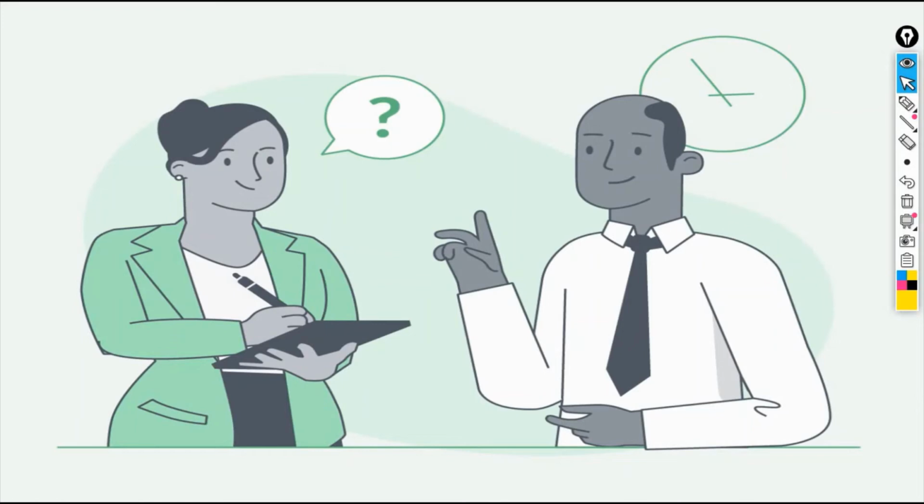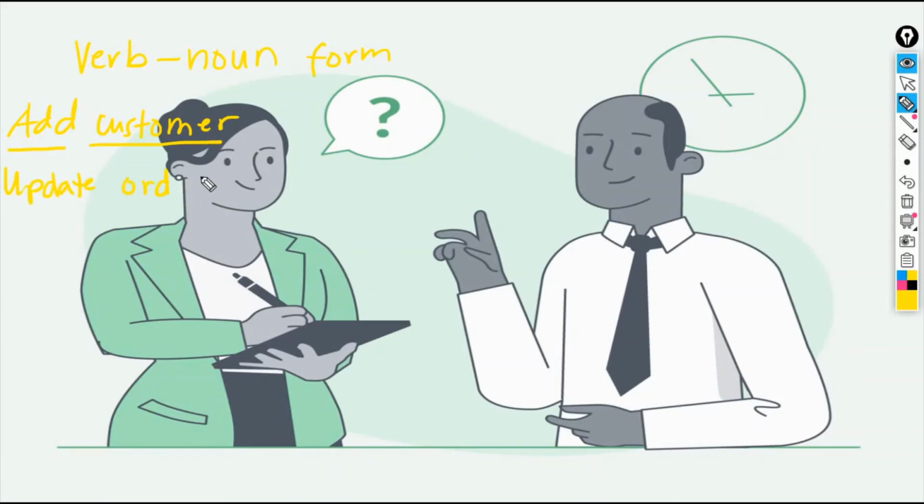As you interview each type of user, encourage them to state each goal in the imperative verb-noun form, such as add customer, where add is the verb and customer is the noun, update order, or other goals such as produce month-end report, and so on.